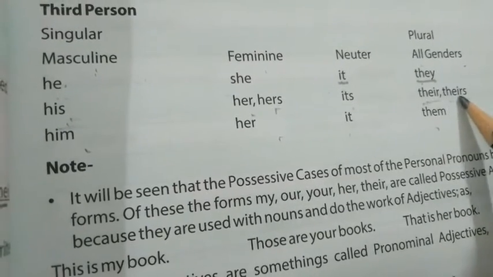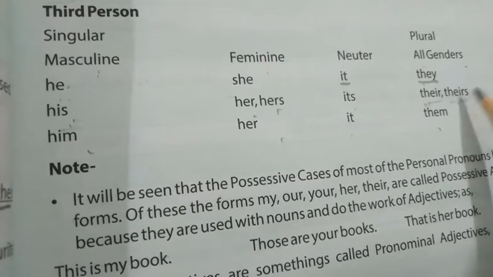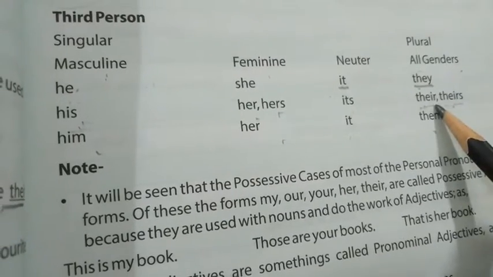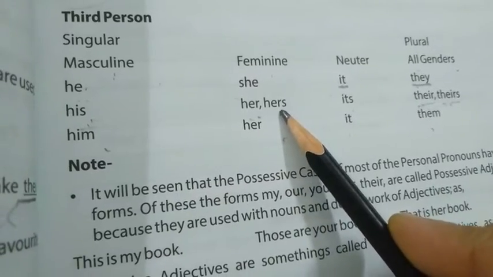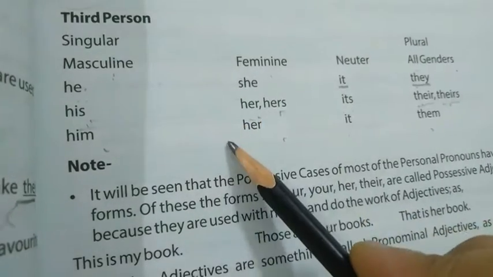So when we use this possessive pronoun in between the sentence, there we will use her. In the end we add s to this possessive word. Okay, like here her, hers. Hers would be used in the end, her will come in between the sentence.